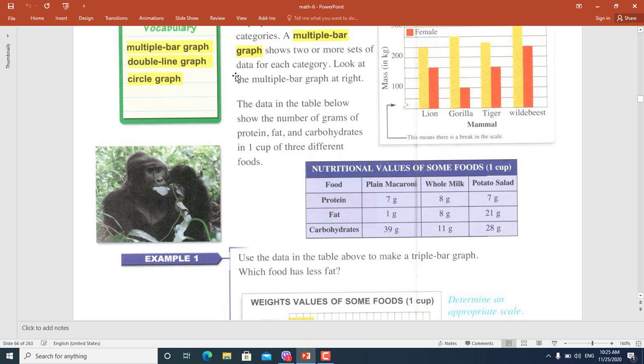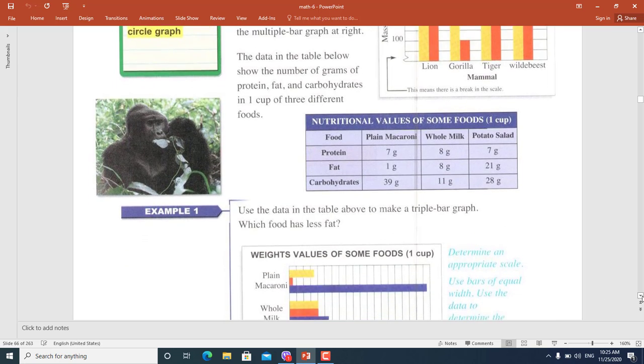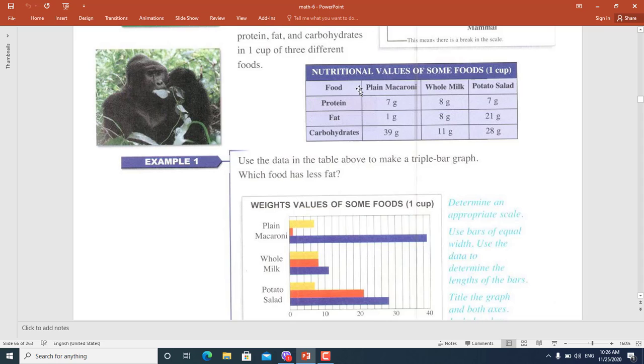So we have this table. The data in the table below show the number of grams of protein, fat, and carbohydrate in 1 cup of 3 different foods. We have plain macaroni, whole milk, and potato salad, and we have protein, fat, and carbohydrate in each food. For example, protein is 7 grams, and for milk we have 8 grams. This example is about a bar graph because the data in this table is countable. We use the bar graph.